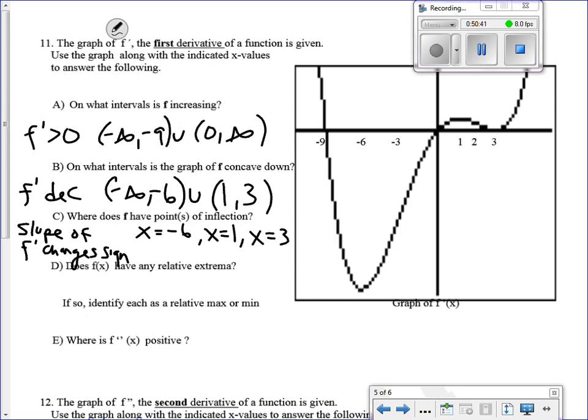Does the function have any relative extrema? Well, the function has relative extrema when f prime changes sign. So it changes sign at -9, so x equals -9. And it also changes sign at 0. It does not change sign at 3, so I don't include that. So if so, identify each as a relative max or min. Well, at x equals -9, the derivative is changing from positive to negative, so we'll have a max. At x equals 0, the derivative is changing from negative to positive, so we'd have a relative min.